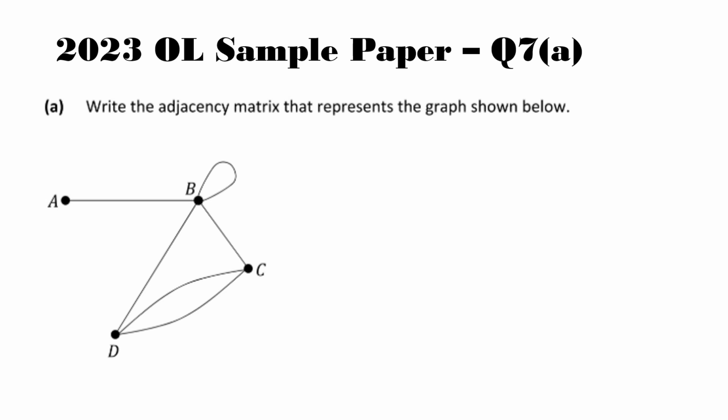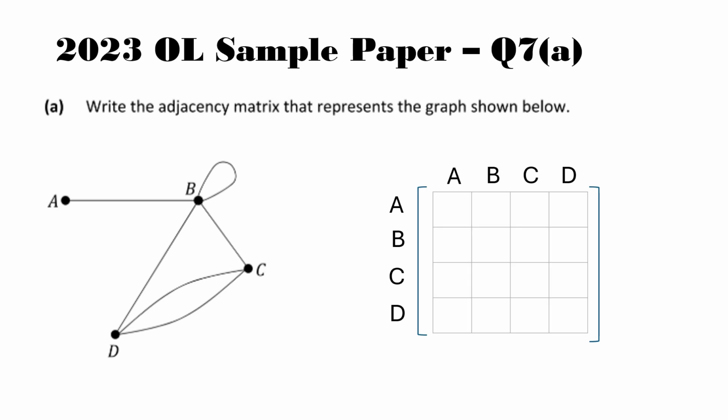So now let's look at the 2023 Ordinary Level Sample Paper, Question 7, Part A. Write the adjacency matrix that represents the graph shown below. So this graph has 4 nodes, so we're going to start off with our adjacency matrix with our 4 nodes down the side and across the top.